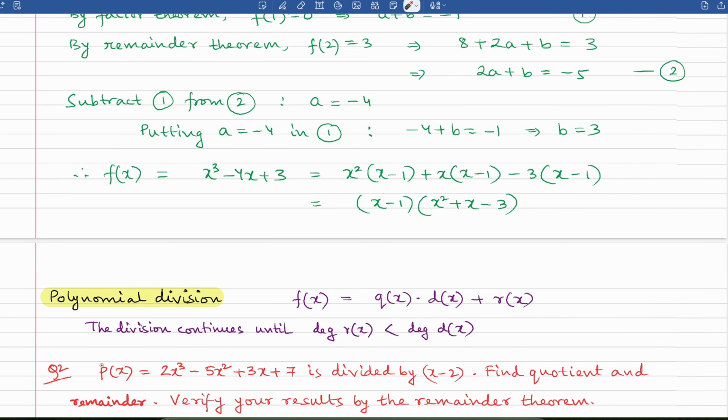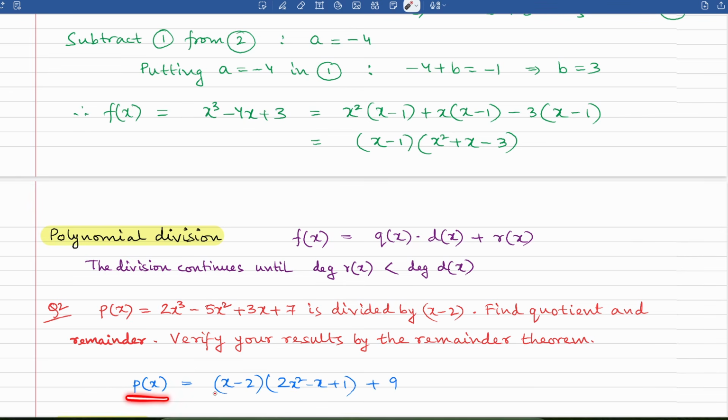Based on this, try this question. P(x) is equal to 2x cubed minus 5x squared plus x plus 7, divided by x minus 2. Find the quotient and remainder. Verify your results using the remainder theorem. This subjective question will give you the tour of all the related concepts of polynomial division, factor theorem, and remainder theorem. You can work this out on your own. I'll just give you the answer.